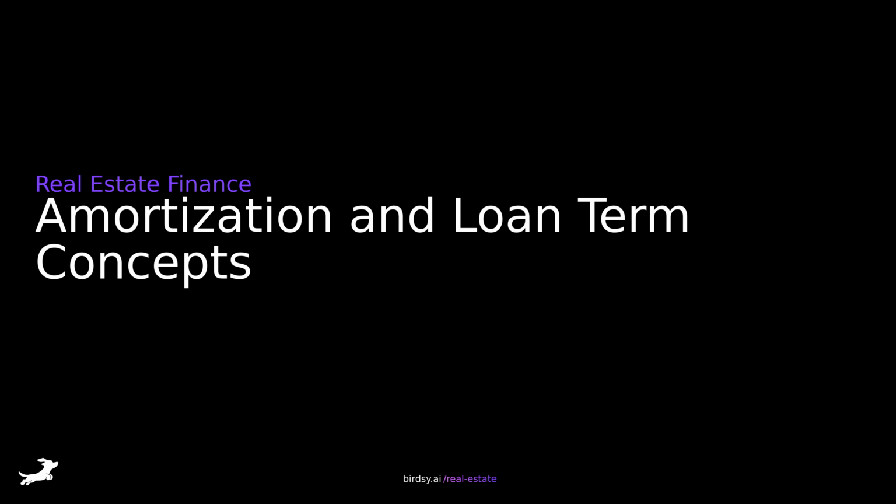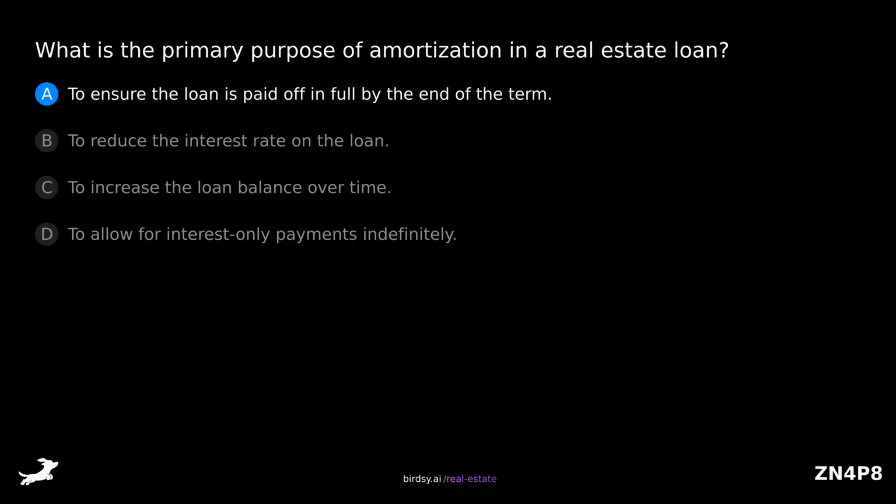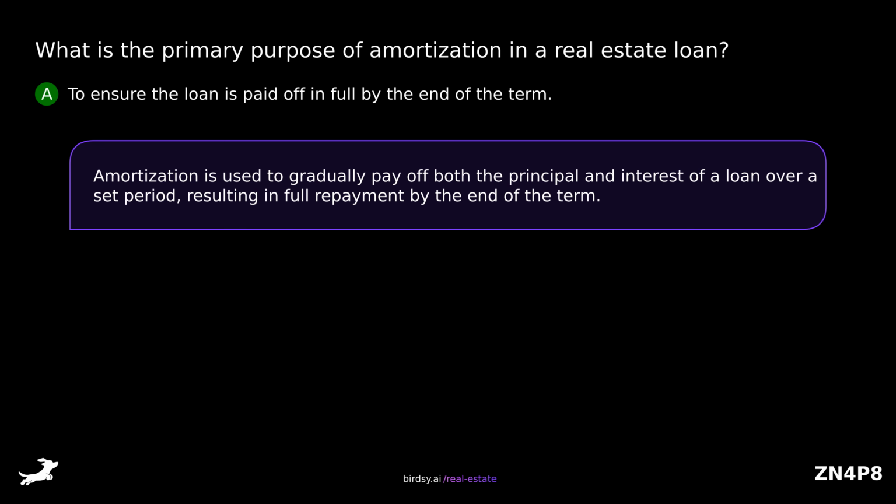Amortization and loan term concepts. What is the primary purpose of amortization in a real estate loan? Is it A. to ensure the loan is paid off in full by the end of the term, B. to reduce the interest rate on the loan, C. to increase the loan balance over time, or D. to allow for interest-only payments indefinitely? The correct answer is A. to ensure the loan is paid off in full by the end of the term. Amortization is used to gradually pay off both the principal and interest of a loan over a set period, resulting in full repayment by the end of the term.